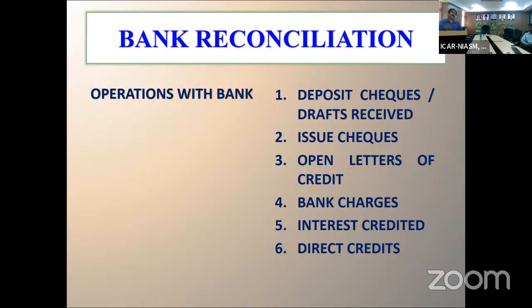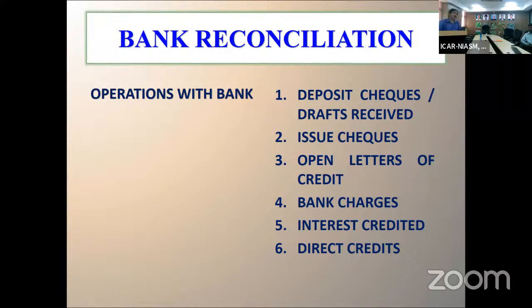Why? Now the check has not been deposited for payment, or if it is deposited, it has been sent for collection. The bank has not made any payment against that check. So up to that moment, your bank statement will show the balance at the higher side, whereas the cash book will show a lesser figure. So it is check issue.